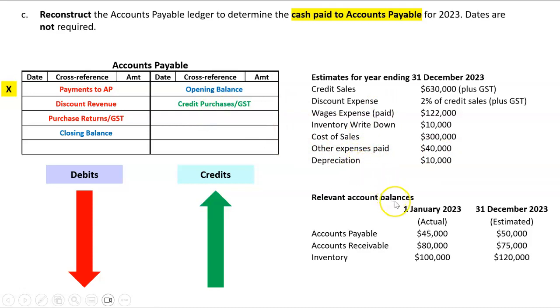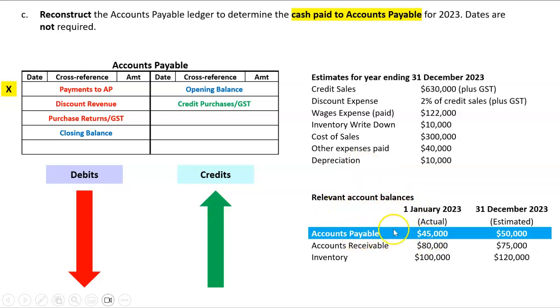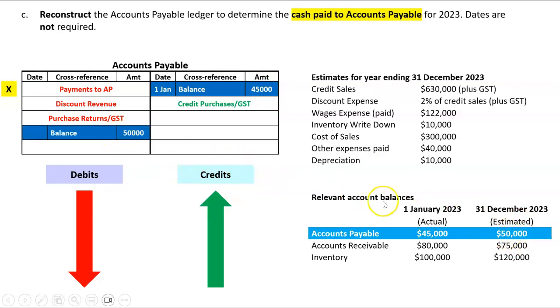It's actually not. What we do need, though, are these account balances. And so what we've got here is we're told on the 1st of January, the actual balance of accounts payable is 45,000. So that will be my opening balance. And the expected or estimated balance at the end of 2023 is 50,000. So that will be my closing balance. And then we are kind of done with all the info.